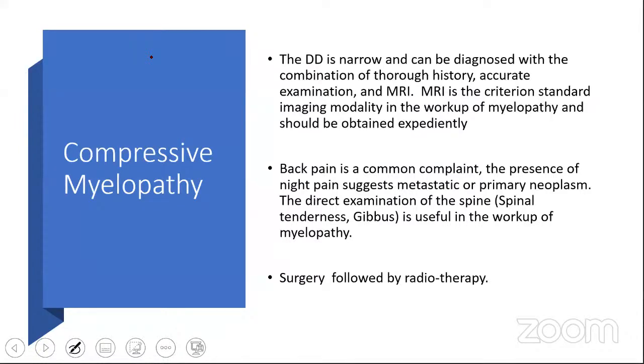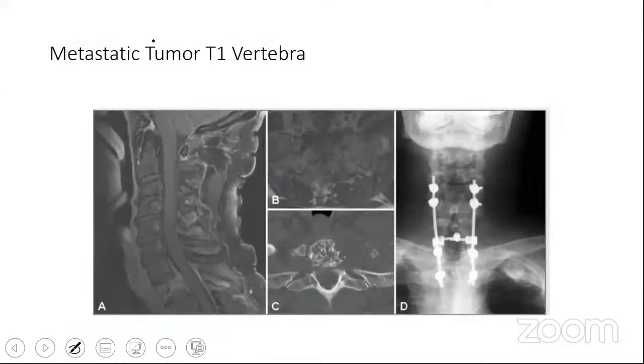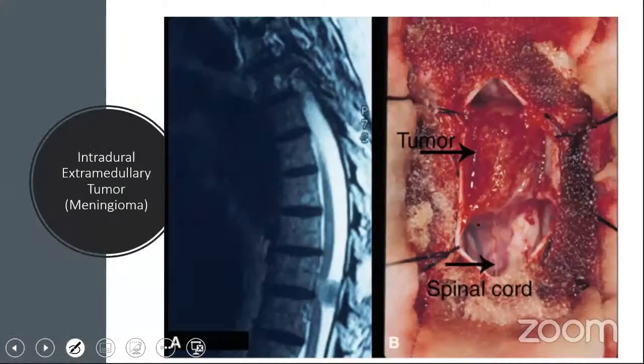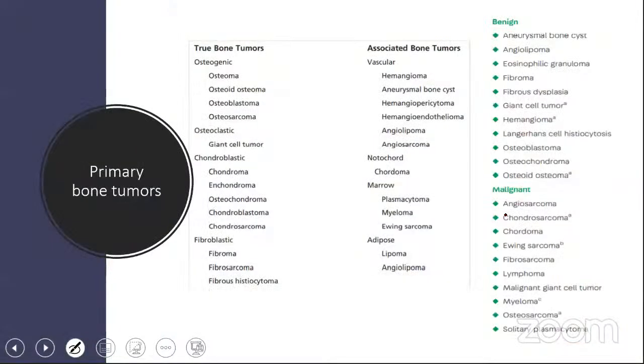The surgery followed by radiotherapy is an important aspect. You can see the metastatic tumors in the T1 vertebrae. This is a metastatic tumor that is present, and you can see the axial sections here, and you can see the operative pathology there. And intradural extramedullary tumors, that is a meningioma, which you can see here, and you can see the tumor here, and this is the spinal cord which is getting compressed, and this has been operated. So the osteogenic, osteoclastic, chondroblastic, fibroblastic true bone tumors are there.